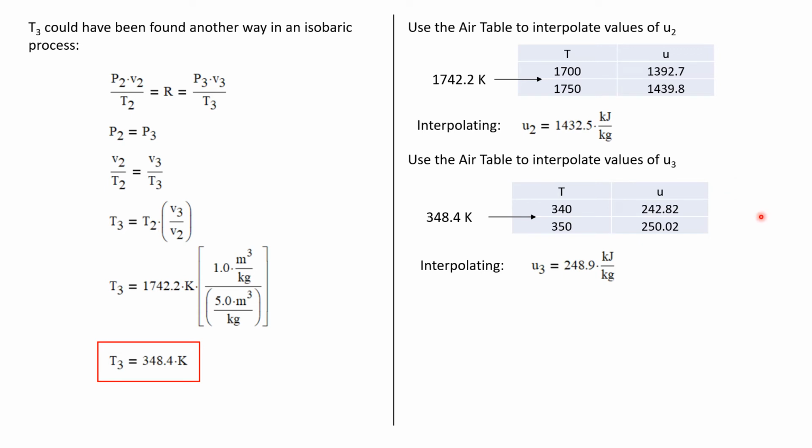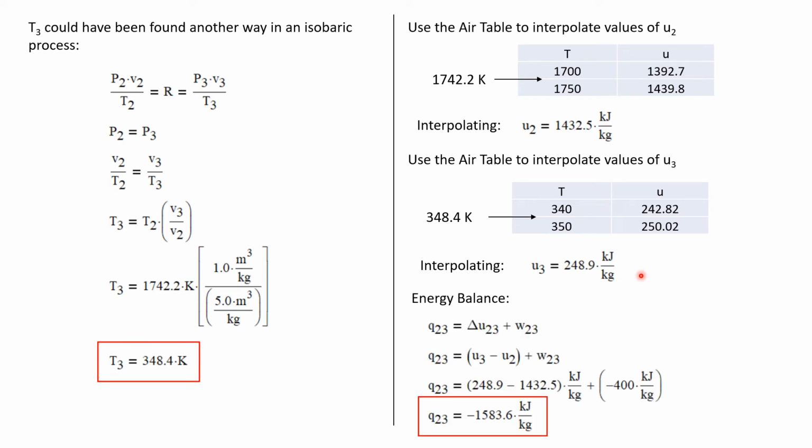And we'll do exactly the same thing at state 3. We know the state 3 temperature, and we find it sitting between 340 and 350 degrees K. We'll interpolate and again get a value from the table. U3 is 248.9 kilojoules per kilogram.